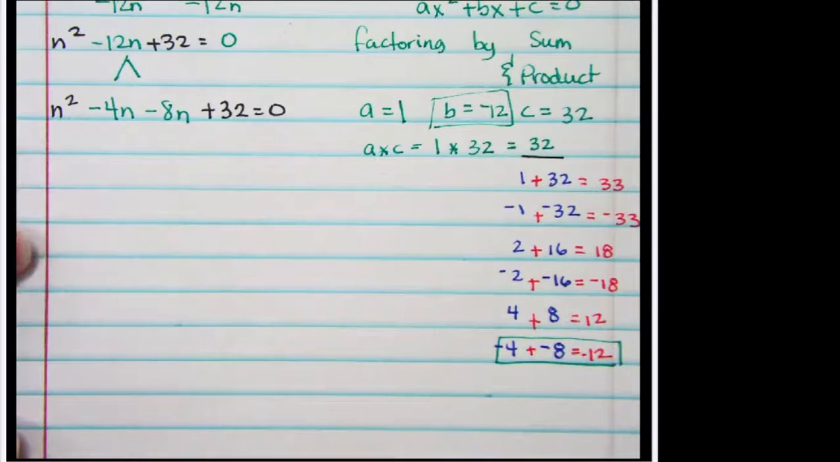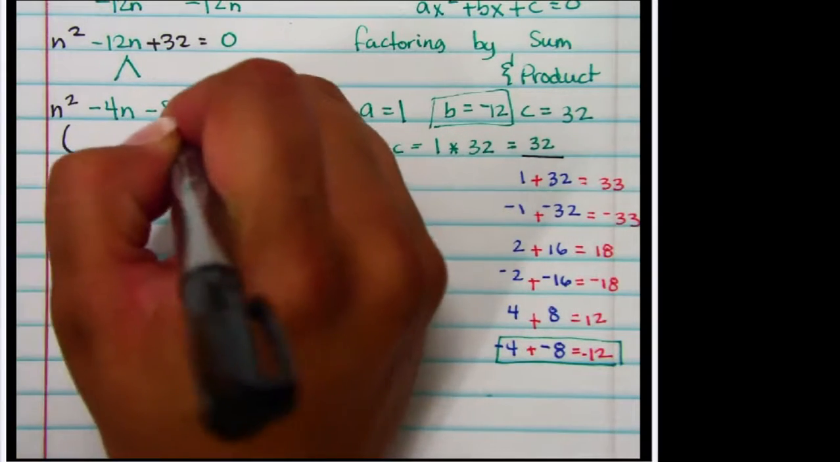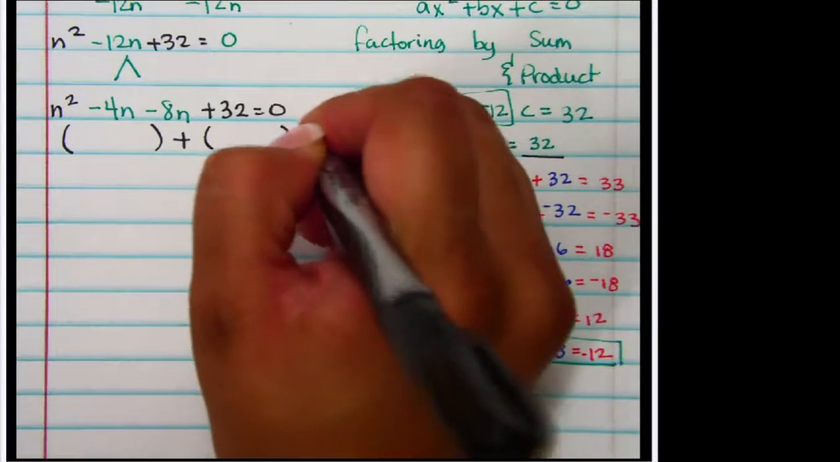The next step for factoring is I need to create some groups to help me keep things organized. To create groups, you're going to write two sets of parentheses.